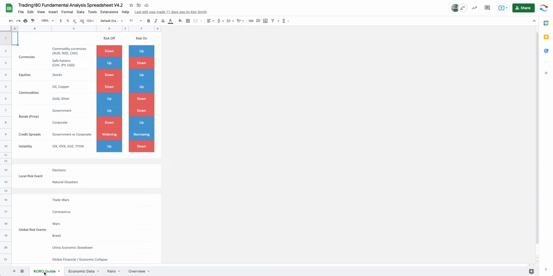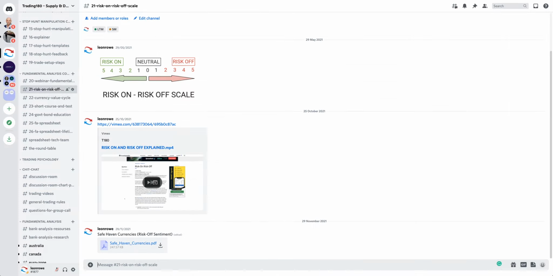So just quickly, technically, we've got four tabs that we need to always keep an eye on. The first tab is our guide, risk on and risk off. Now, if you're not too sure what risk on and risk off is, go to the fundamental analysis course and channel number 21, risk on, risk off, where I have an explainer video as to what risk on and risk off is.